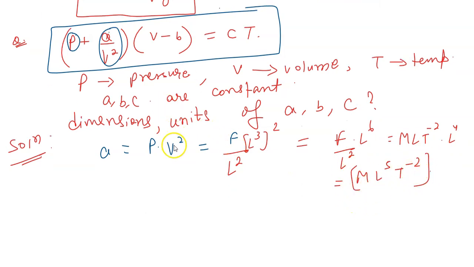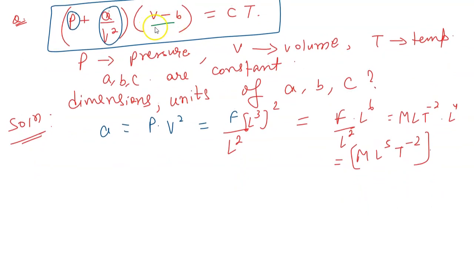Talking about the dimension of B, here we can see the term V minus B. That means for B the dimension will be same as the dimension of V. So that will be L raised to 3.